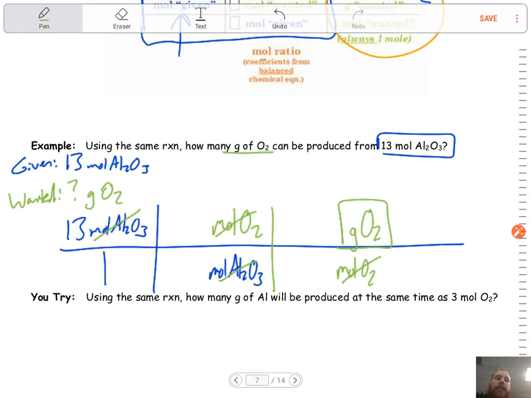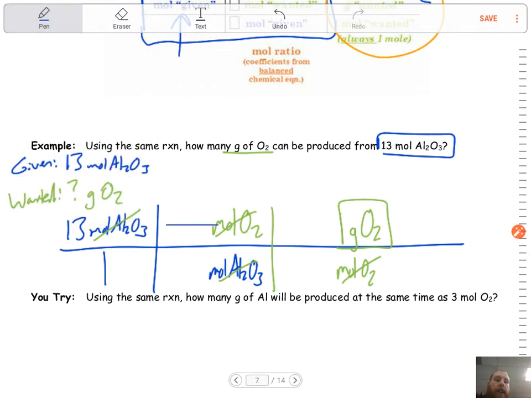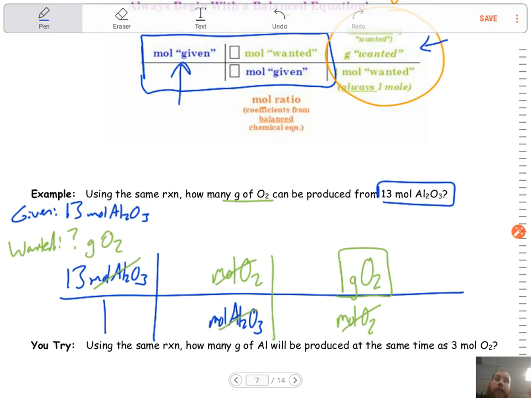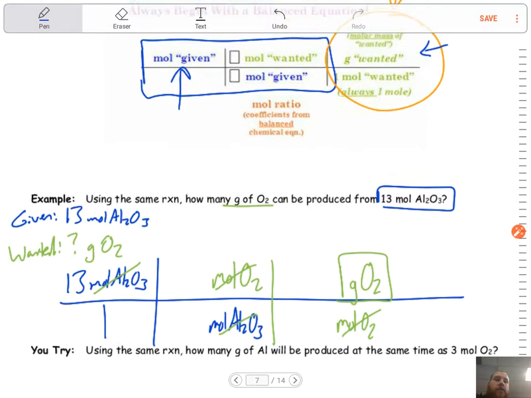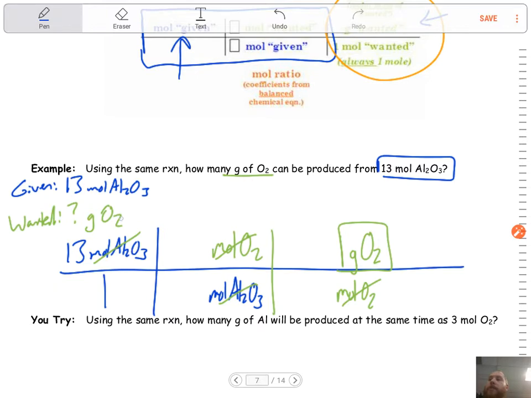Get those set up first, because now we can go back and identify what numbers I need. So back here in this middle fraction, I've got my mole ratio. Where do I get the numbers from for that? Think to yourself, where did I get those in my last video? Well, I need my equation. So it says using that same reaction.